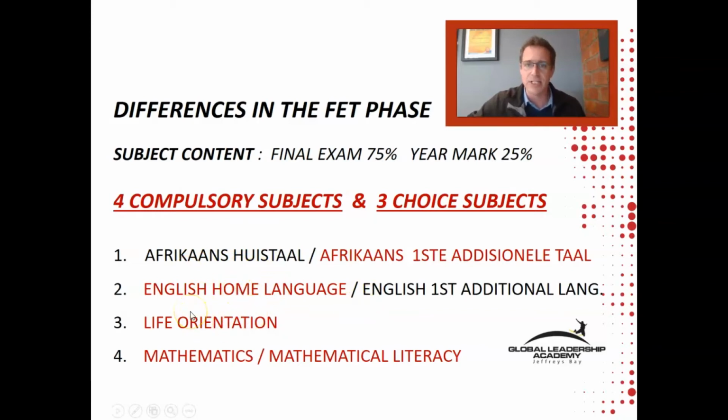Then life orientation is compulsory. And then your second choice is between mathematics and mathematical literacy. Now, please understand here, mathematics, that's for the serious ones wanting to study engineering, medicine, etc. Maths lit, that's more a general background on maths that equips you for life after school.